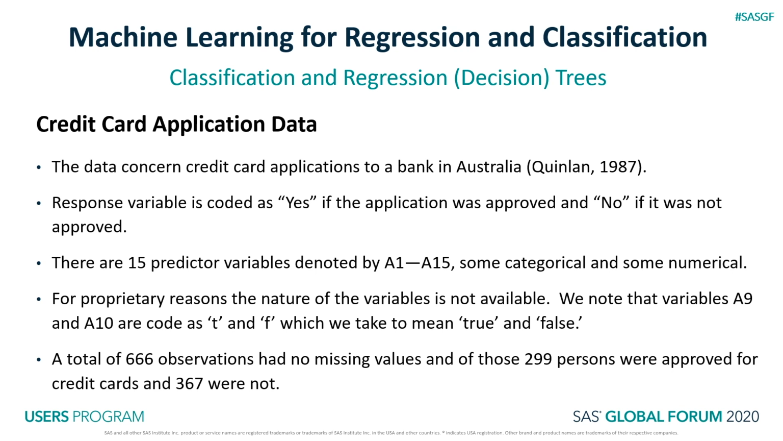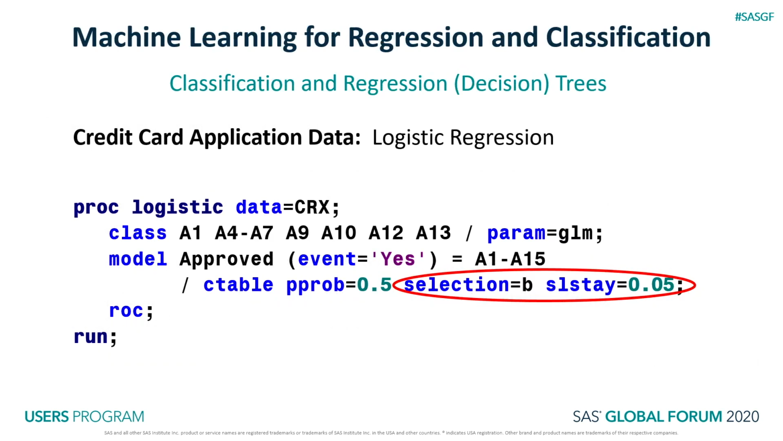We note that variables A9 and A10 are coded as T and F, which we take to mean true and false. There are a total of 666 observations with no missing values. And of those, 299 persons were approved for credit cards and 367 were not. And so the split between approved and not approved is actually pretty even in these data. And it's got a mixture of categorical and continuous predictor variables. And so it's quite an interesting data set.